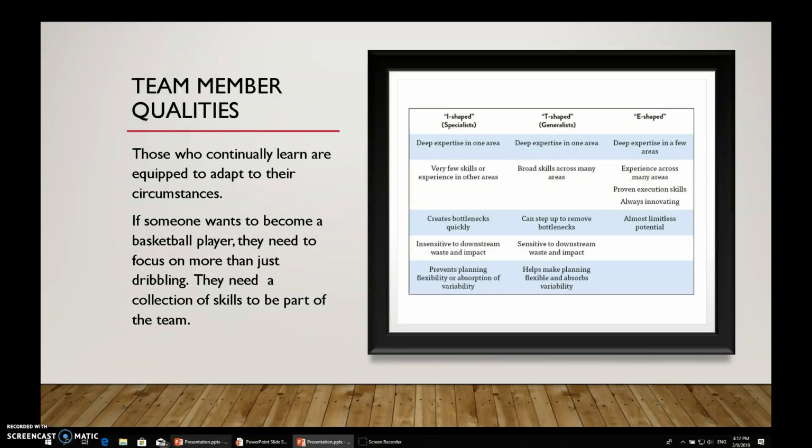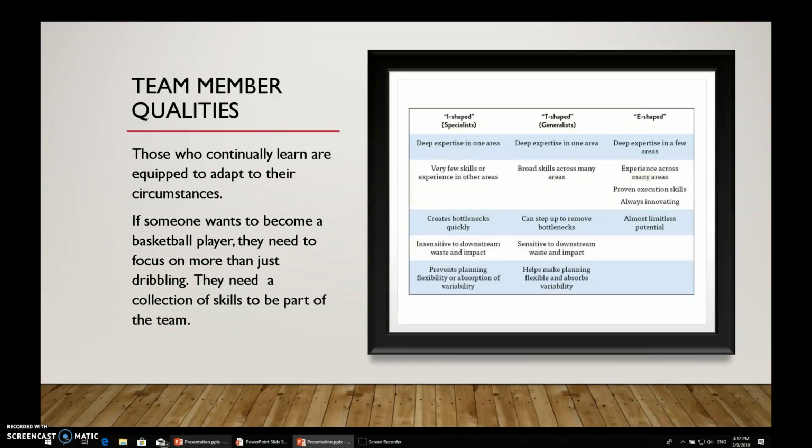Let us look at the three types. I-shaped. These are specialists. They only have expertise in one area, very few skills or experience in other areas. They often create bottlenecks quickly, insensitive to downstream waste and impact, prevents planning, flexibility, or absorption of variability.